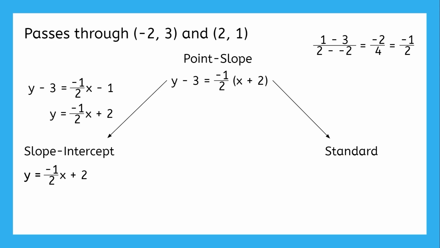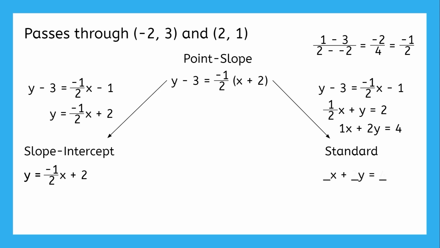Now, if we wanted it in standard form instead, we need to manipulate it so that x and y are on one side and constants are on the other. So first we distribute, and then we add 1/2 x just to move it to the left, and then we add 3 to move it to the right. Now we just need to make the fraction an integer by multiplying everything by 2. So in standard form, this equation is x plus 2y equals 4.